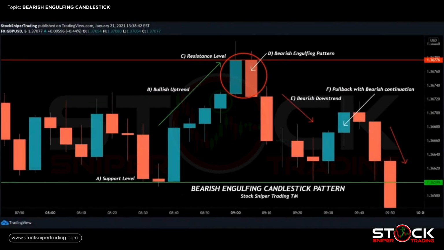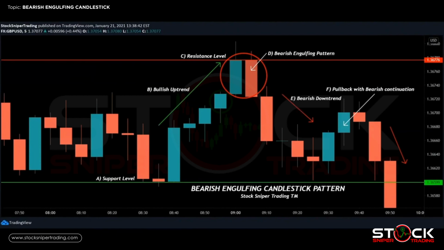This is an example of a bearish engulfing candlestick pattern from our TradingView charts. This is GBP USD on 5-minute time frame candlesticks. As you can see, we have an established support level where we do have buying momentum. B, we have a bullish uptrend of multiple bullish candles, all making higher highs and higher lows, leading to our C, which is our resistance level on a higher time frame where we have selling pressure, and we can tell by the upper wicks on those candlesticks.